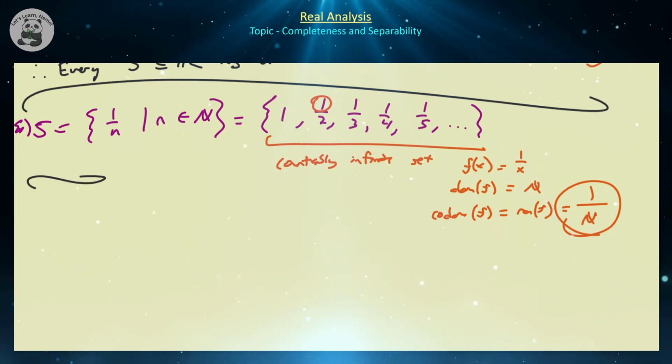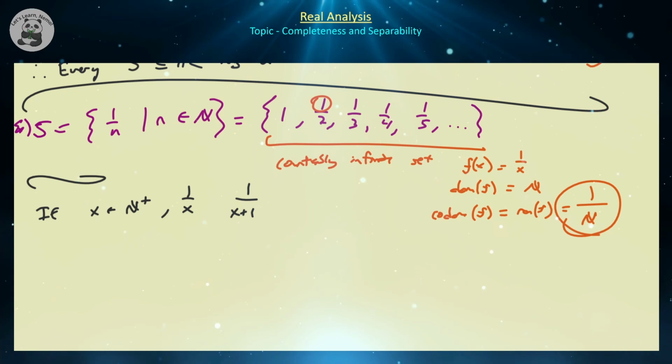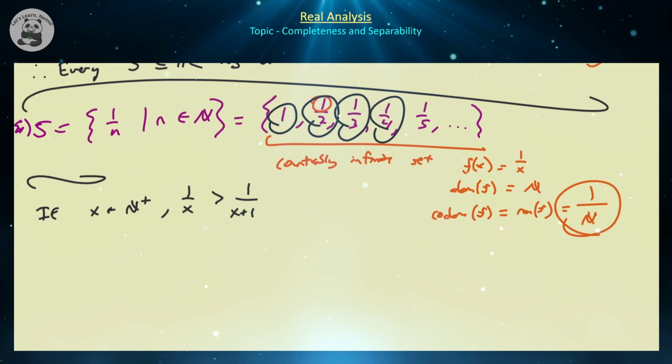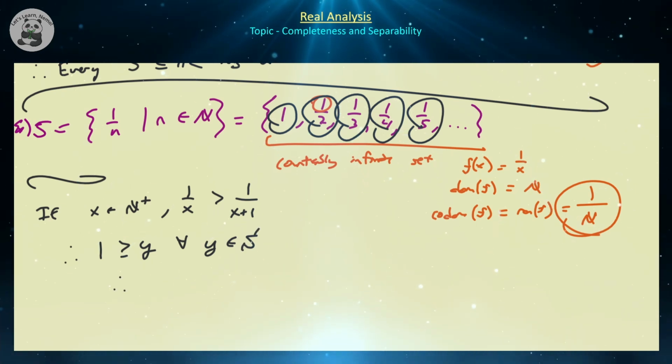So a couple of things that are very useful to know. If x belongs to the set of positive natural numbers, which is bigger, 1 over x or 1 over x plus 1? You should be able to show that 1 over x is greater than 1 over x plus 1. The proof is actually very, very trivial if you just cross multiply or whatever we mean by that. Right? So if that is the case, that means 1 is bigger than 1/2, and 1/2 is bigger than 1/3, and 1/4 is bigger than 1/5, and so on. So that means 1 is greater than or equal to y for all y in this particular set S. So that means that 1 is an upper bound of S.